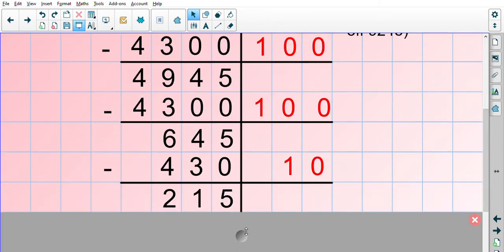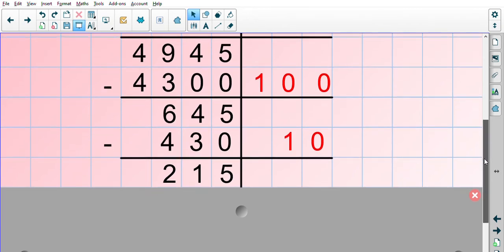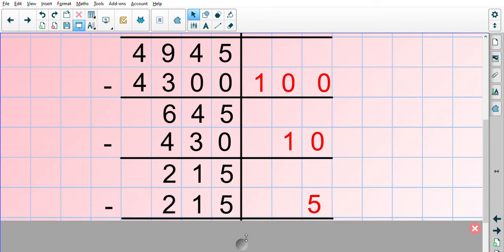I am left with 215. So taking 10 lots of 43, which was 430, off this value would give me 215. I am now thinking, how many 43s can I remove from this? I can still keep going, this number's bigger than 43. You might spot that 215 is exactly half of 430, which was 10 lots. So I can remove 5 lots from this. 5 lots of 43 is 215.